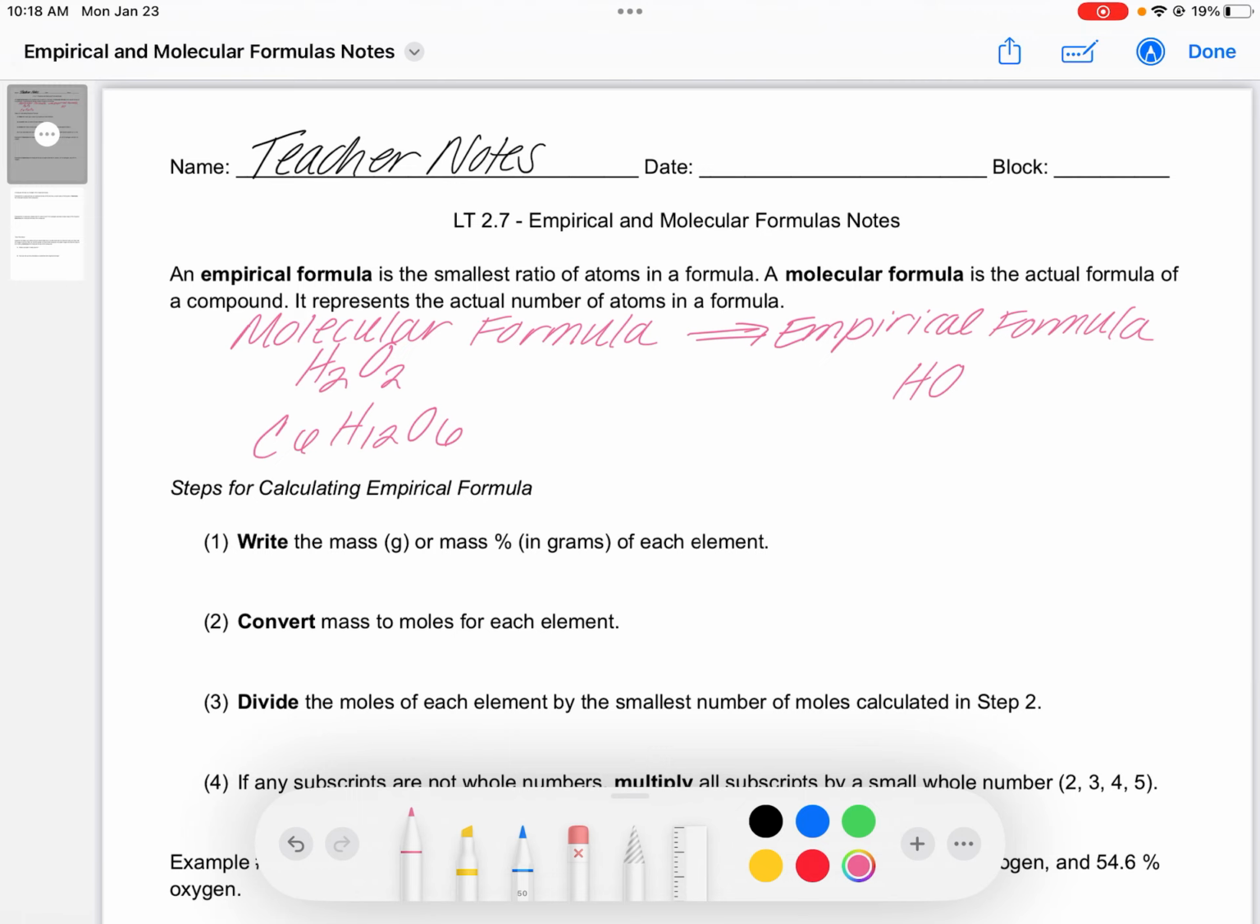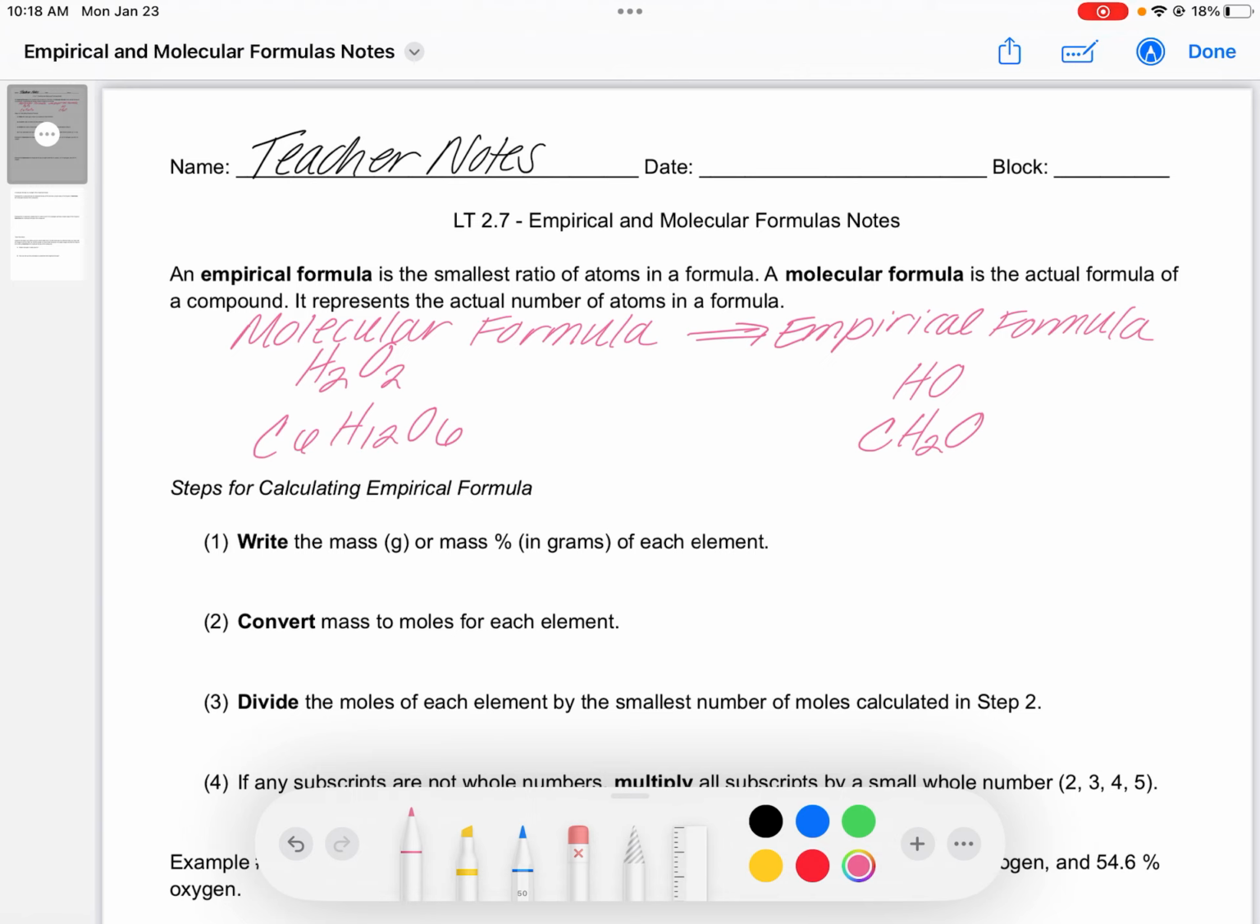Similarly, for glucose, the ratio of carbons to hydrogens to oxygens is, for every 1 carbon, there are 2 hydrogens and 1 oxygen. We're basically looking at the atoms and taking the lowest common denominator of the two. And so our empirical formula would be CH2O. That's an empirical formula.